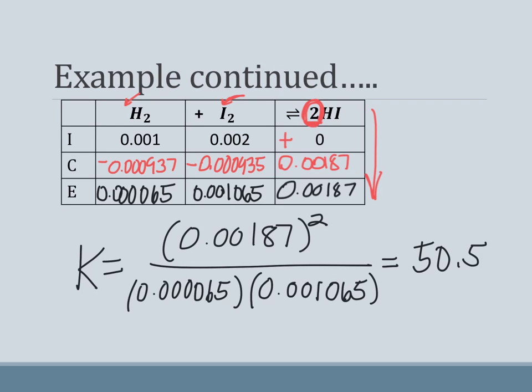Now 50.5 is kind of neutral. It doesn't really favor the reactants or the products. It is slightly favoring the products. So this reaction would be leaning towards the equilibrium, and that makes sense because, I'm sorry, not the equilibrium. We're favoring the products, because we started with reactants, and right now we are building up our products.